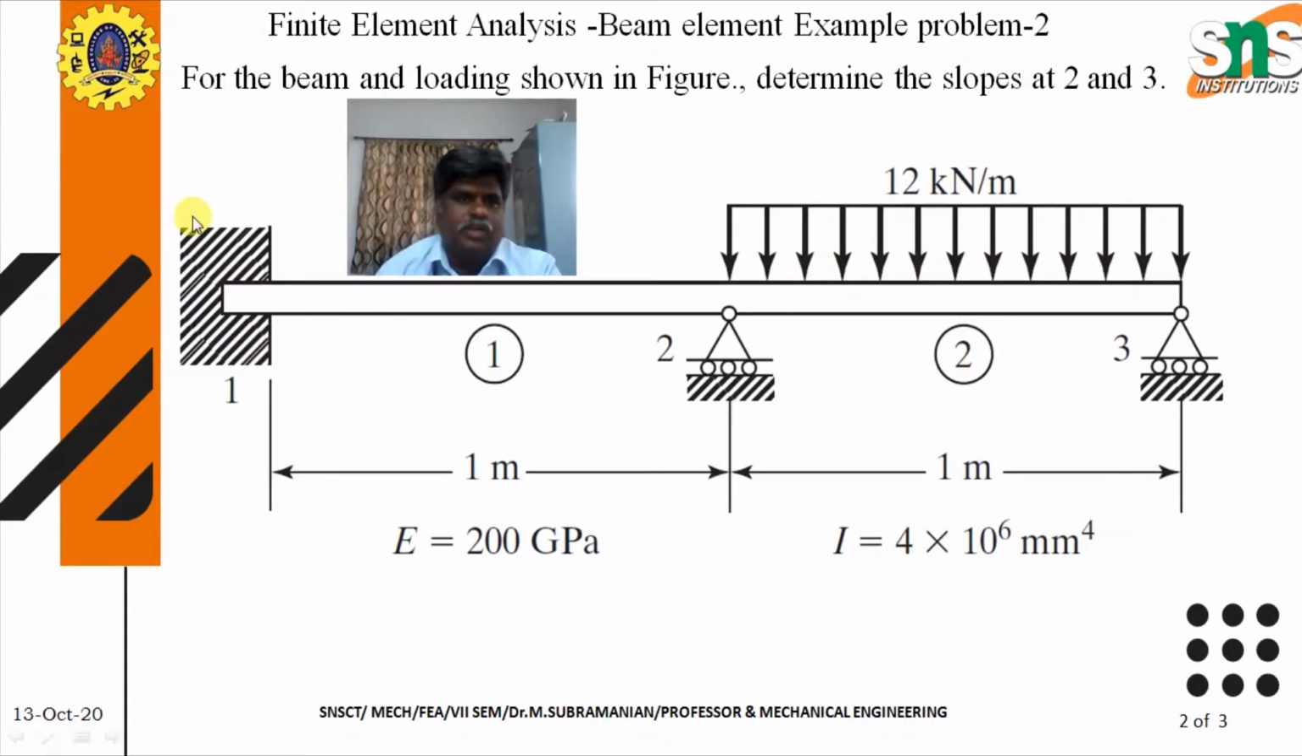The beam is fixed at one end. Then element 2 is supported with a roller support. Then a uniform distributed load is acting on element 2, between nodal point 2 and nodal point 3, with a span length of 1 meter. The UDL is 12 kilonewton per meter.